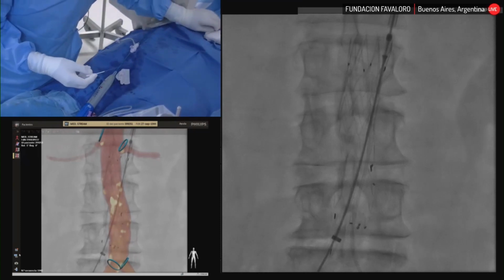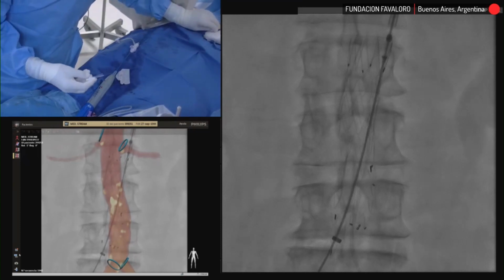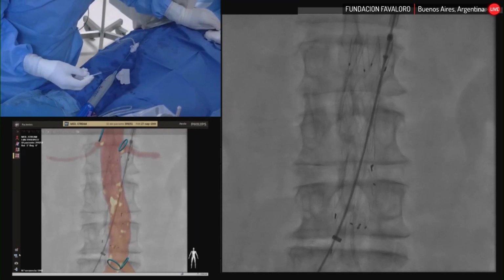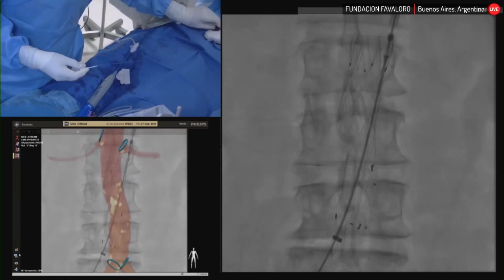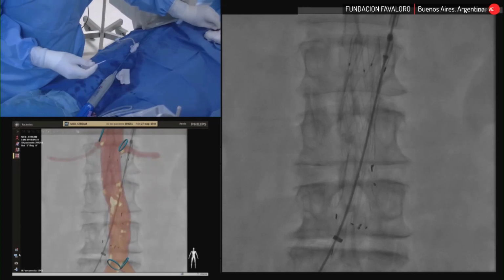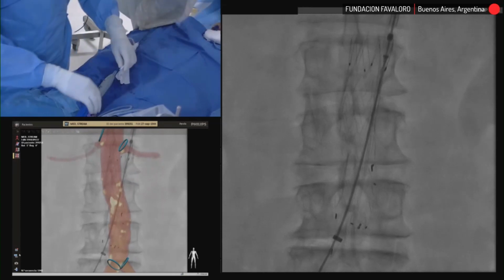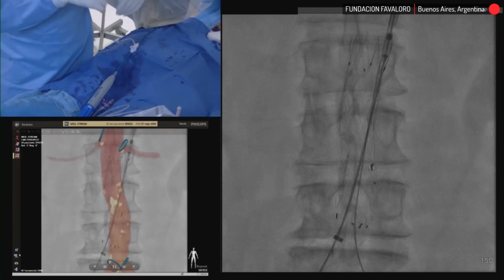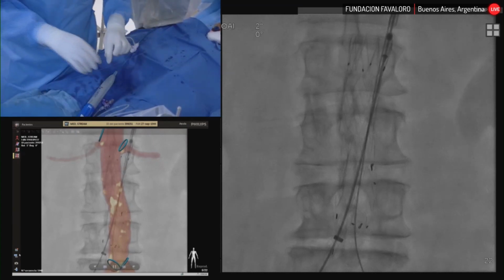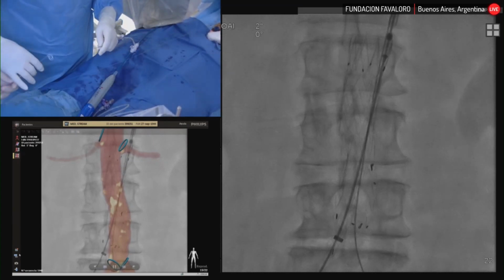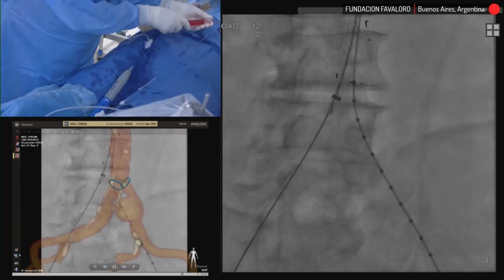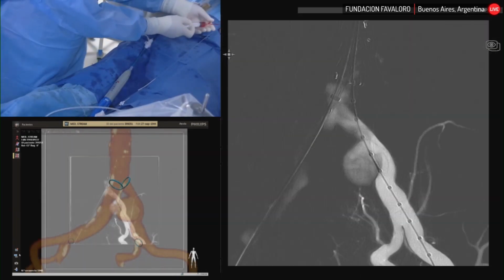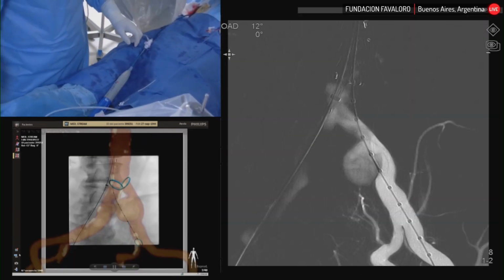So if you are in doubt about this, you can rotate the catheter inside the device. And if it is rotating freely, like here, you are absolutely sure you are inside. Then you can do an arch. We might introduce the marked pigtail. And then we can do an angio. Please, road mapping. So we have a very nice imaging.